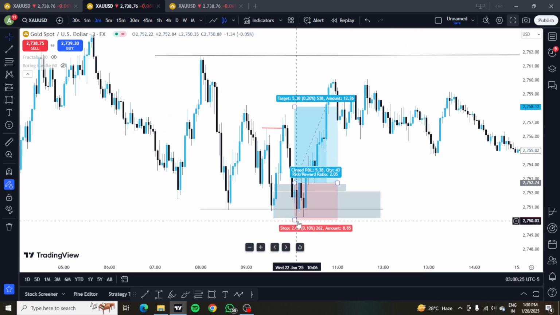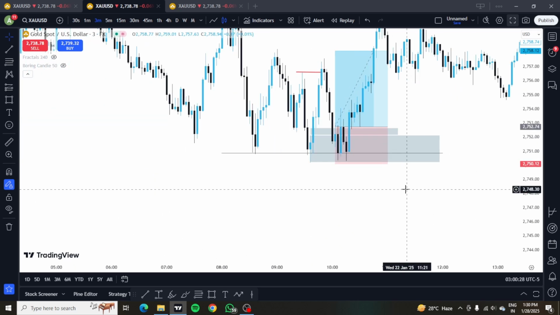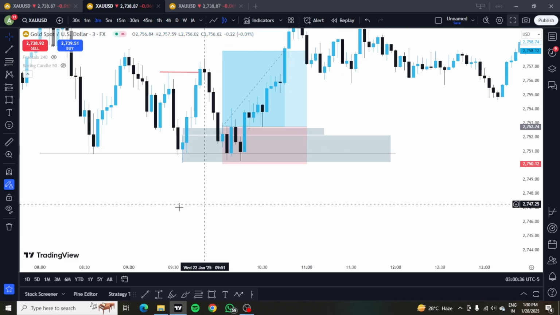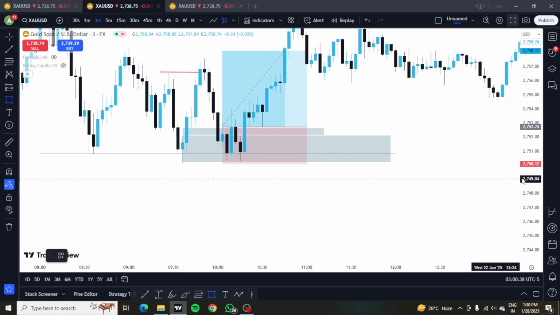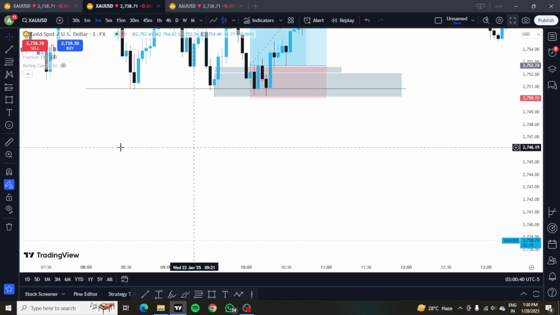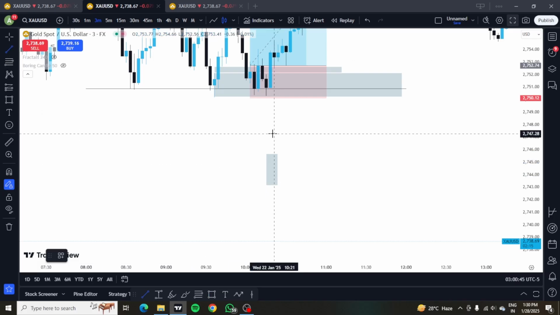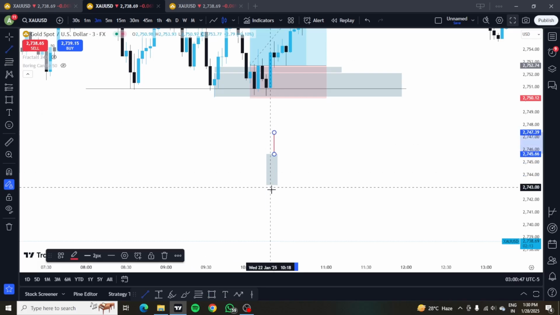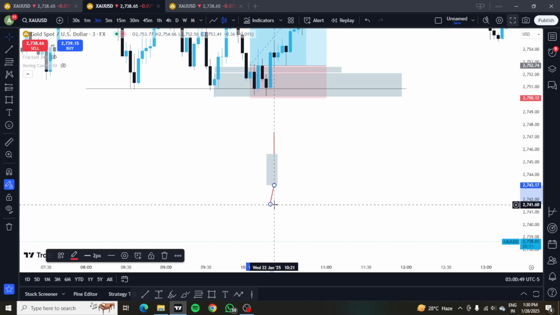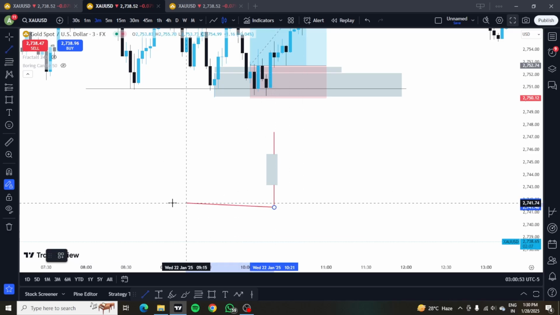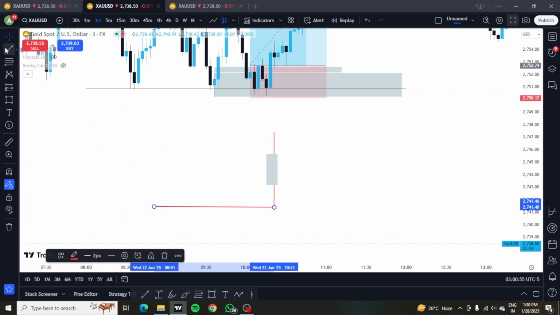And one more thing I want to tell you: not only in this strategy, but if you take any order block, it should have taken previous liquidity.